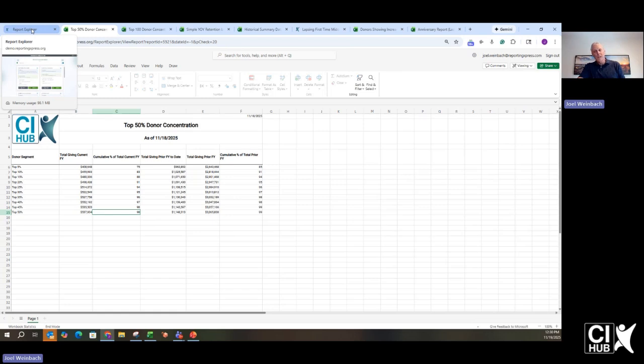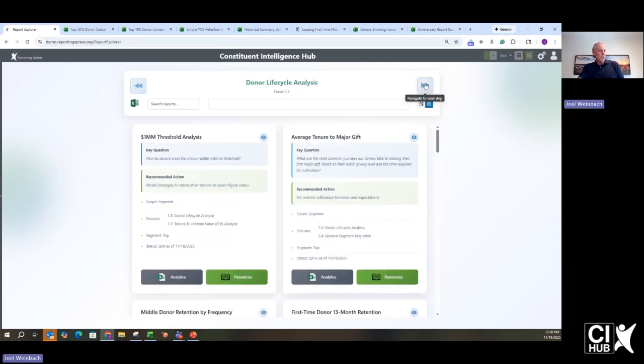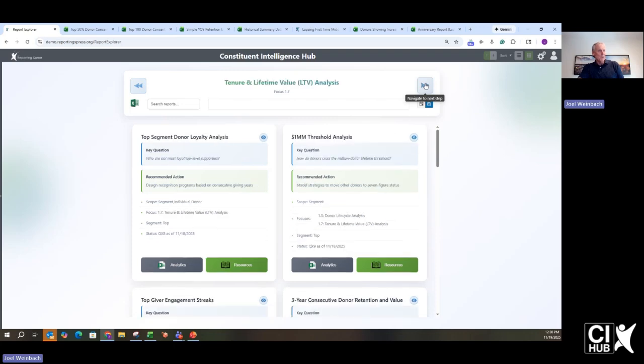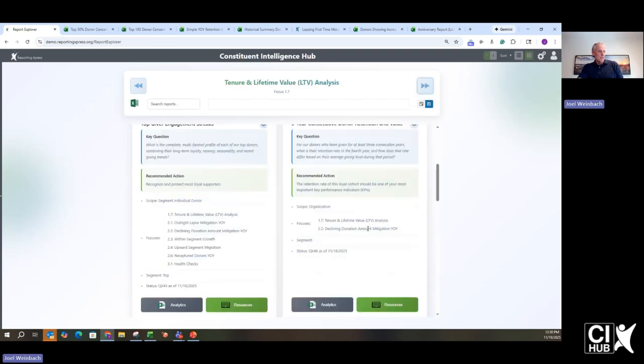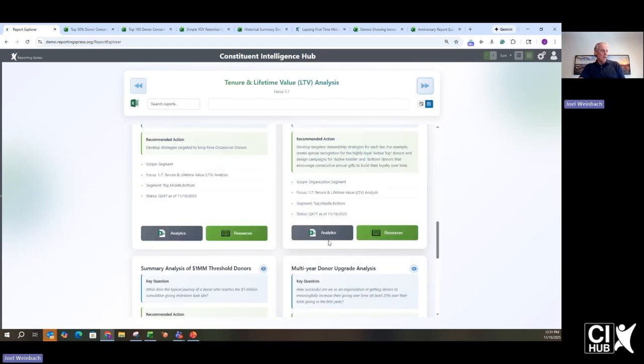They are fertile. I don't know how fertile, but they are ground for future donors that'll give more. But it should help guide where you put your resources. Skip through a few of these. As you can see, there's multiple analytics for each section.